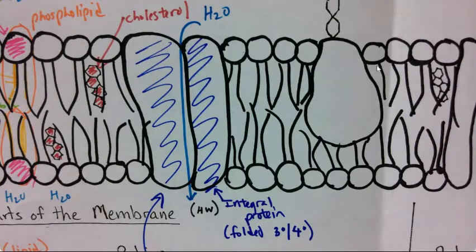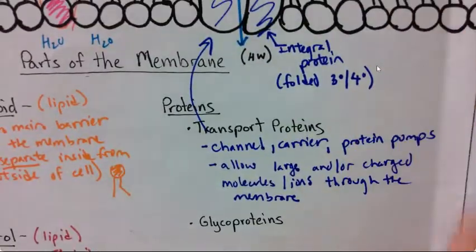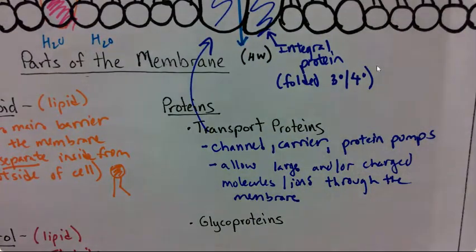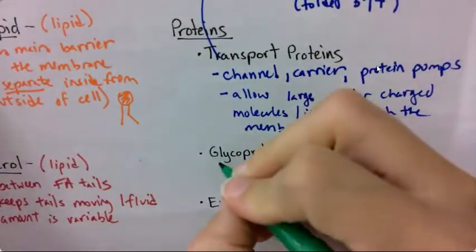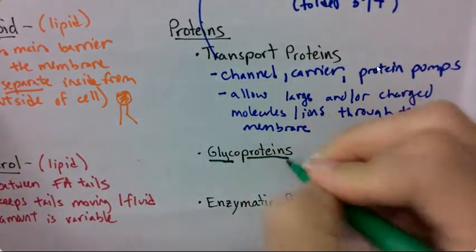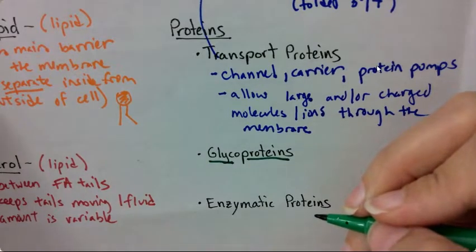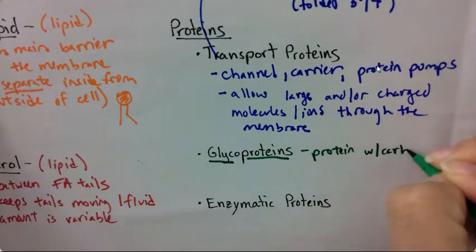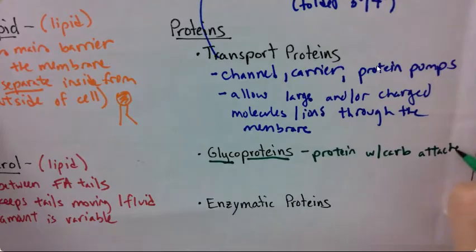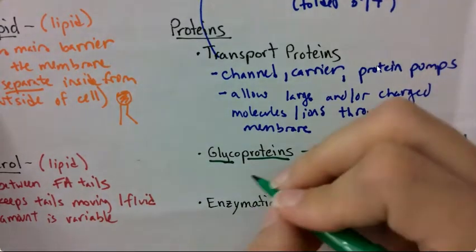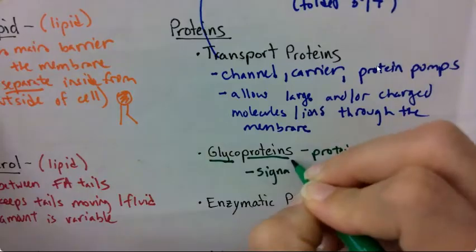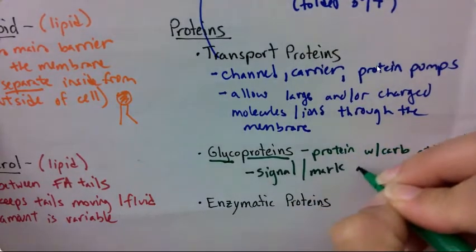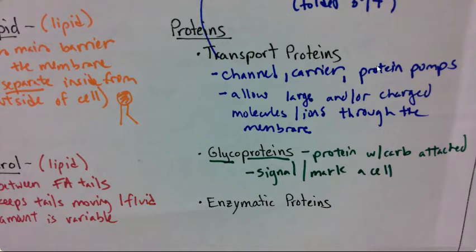Okay. Now, the next type of protein I want to talk about is a glycoprotein. A glycoprotein gets its name because the glyco part is in reference to a carbohydrate, and then protein. A glycoprotein is a protein with a carb attached to it. And this is usually for signaling or marking a cell. For example, this can help you determine if a cell is part of your body or not, right?